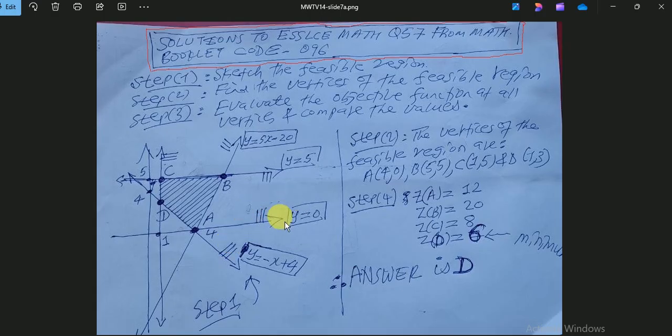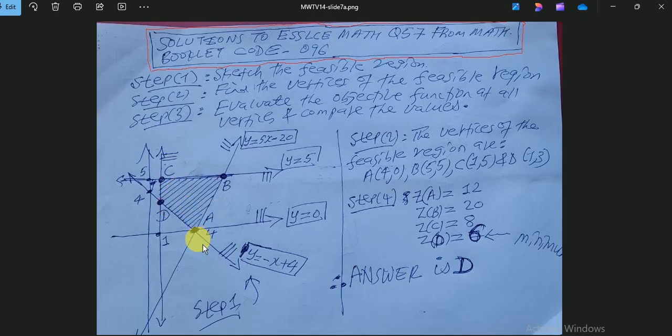And similarly, if you sketch the remaining, you get the region above this line, the region below this line, the region above or to the left of this line, and the region to the right of this line. The intersection of all these regions is this polygonal region. The intersection gives us the feasible region of the problem. The second step is to find the vertices of the feasible region. Since it is a polygon, it has vertices.